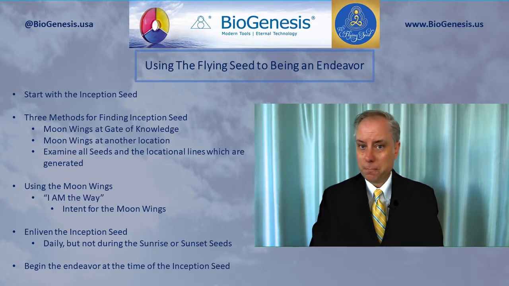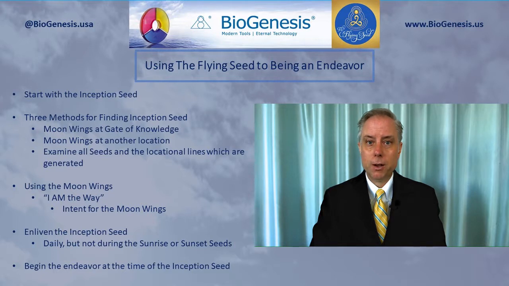Now there is that third method that did not involve the moon wings, and you're probably wondering what that actually means. Over the last several weeks, I've shown you maps, pictures of maps that show lines all over the place, bands of support based on your inception seed, your appellation seed, your mission seed, star lines, planetary lines, all of these that deal with harmonics.